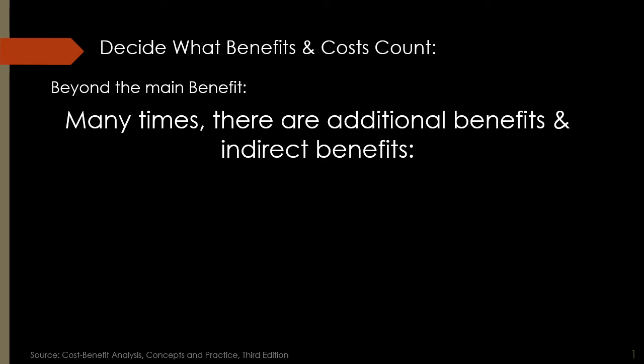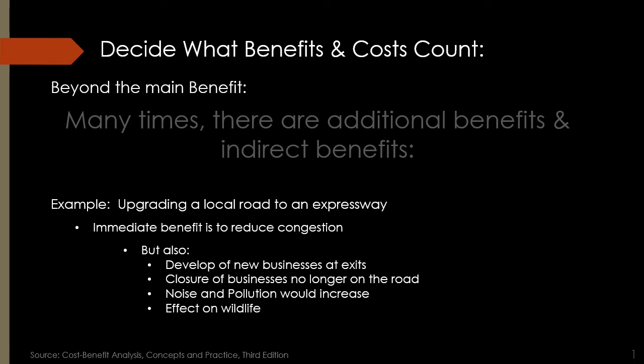All right, then you decide what benefits and costs count. Many times there are additional benefits or indirect benefits that you might not even recognize. For example, with our case of upgrading a local road to an expressway, the immediate benefit is reduced congestion. That's probably what you focused on first. But also, new businesses develop at exits. Heck, a Walmart might show up there. There's also closure of other businesses that are no longer on the road. If you're familiar with the movie Cars, you know Radiator Springs well. That's where we're going, but they'll be affected. Then there's also noise and pollution that will increase. And then, of course, there's the effect on wildlife in the area. So those are all the additional benefits or indirect costs that would occur when you look at a project.